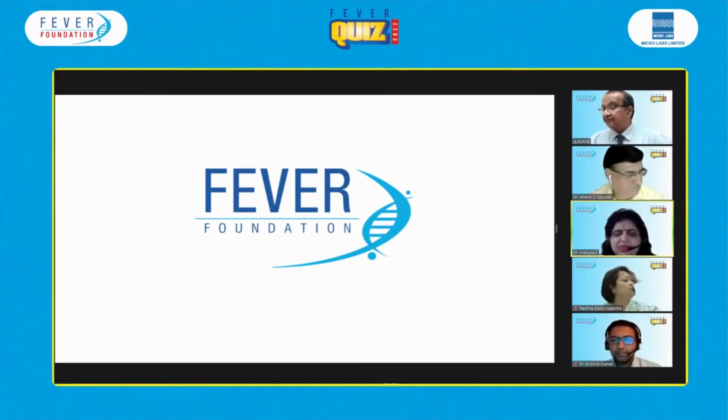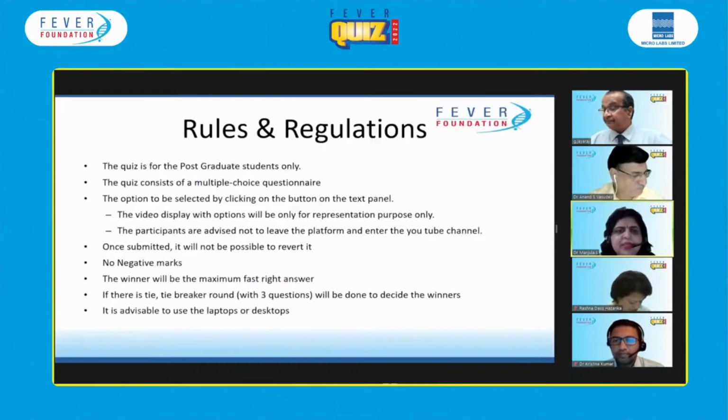So before we go ahead with the quiz itself, I would like to again reiterate the rules of the game. Some of the rules have been sent to you, but I'm going to repeat them so that you'll be very clear when you're playing the game. The rules are: the quiz is for postgraduate students only. You have to be a PG student to play this game.